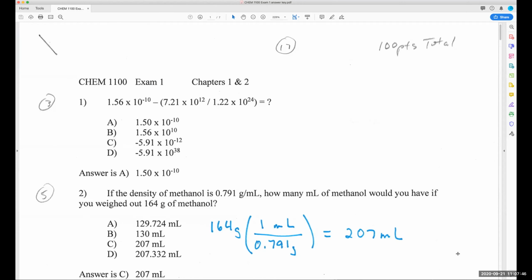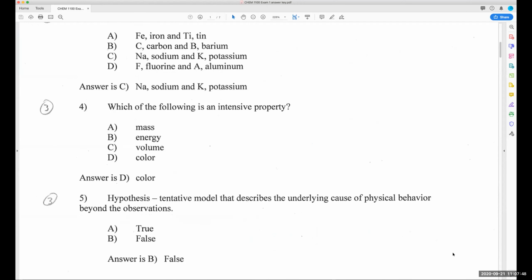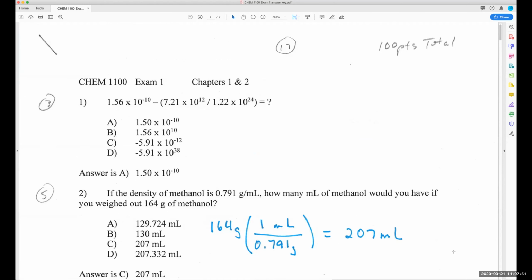The second one has a bit of a calculation to it. Once again, this is similar to what you would have done in that lab where you're working with density. Here we were told that the density of methanol is 0.791 grams per mil, and that we had 164 grams of methanol. Then we wanted to calculate how many mils of methanol that would be. So we needed to think about dimensional analysis.